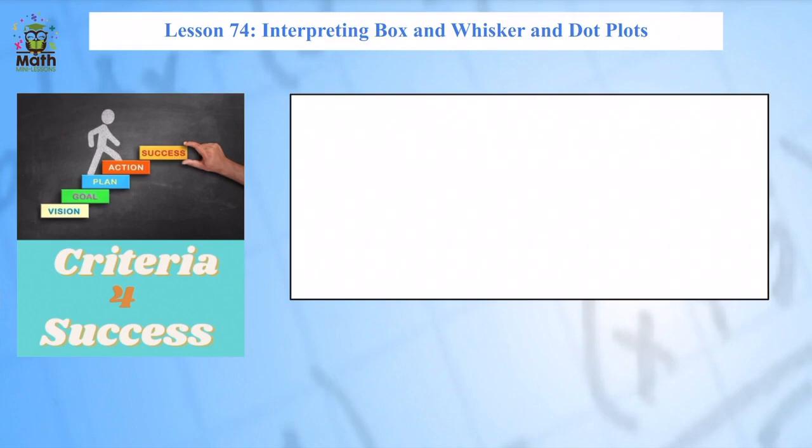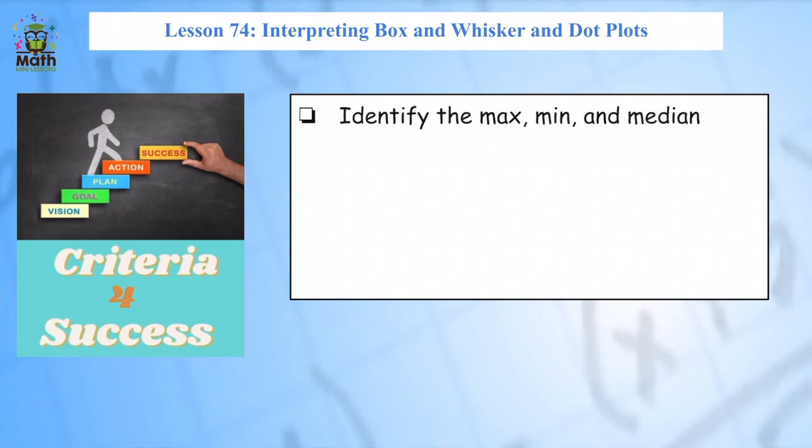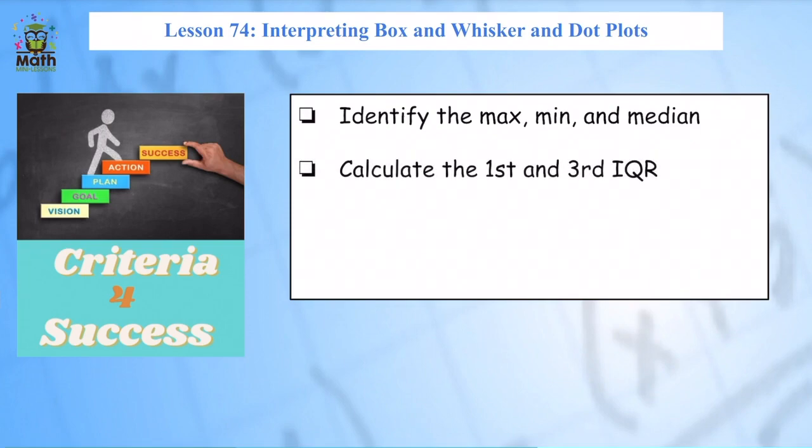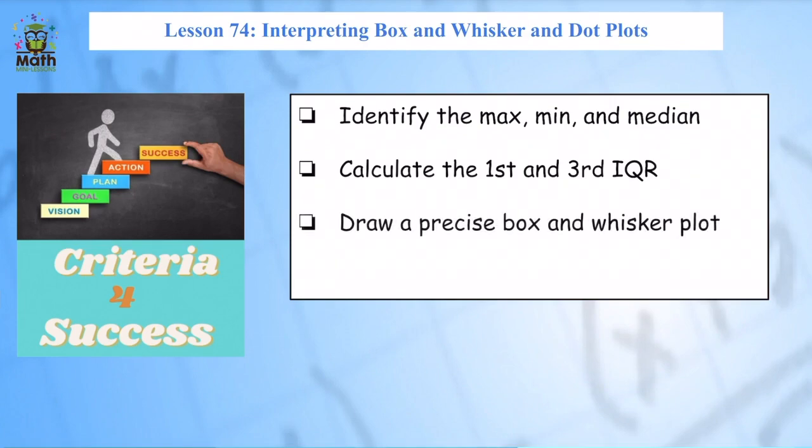Now that we know a lot about box and whisker plots, we're going to learn how to interpret box plots as well as dot plots. In this lesson, watch again how I'm identifying key information. First set are the 3 M's, max, min, and median for my box and whisker plot, and how I find Q1 and Q3 from that information and my interquartile range. I'll be able to draw a precise box and whisker plot, and so should you.